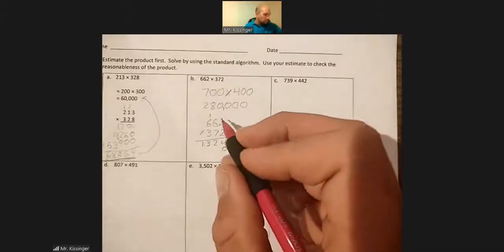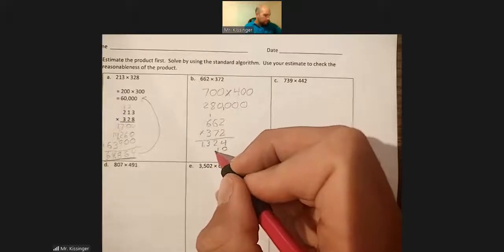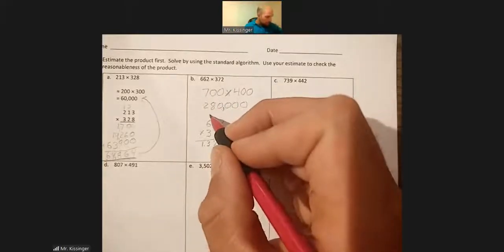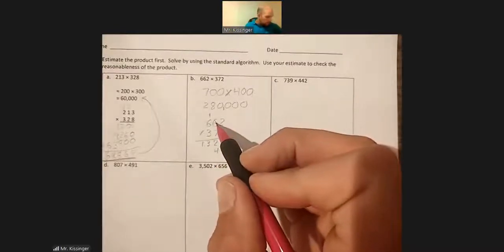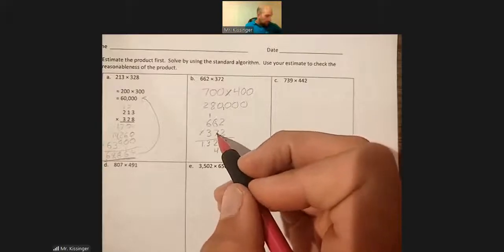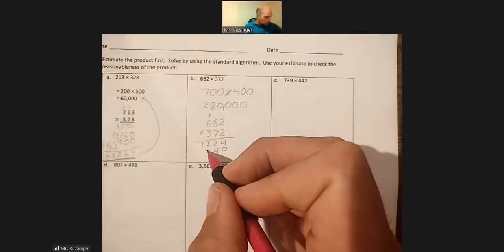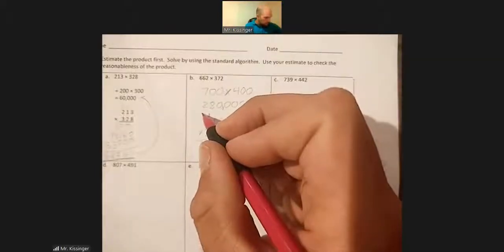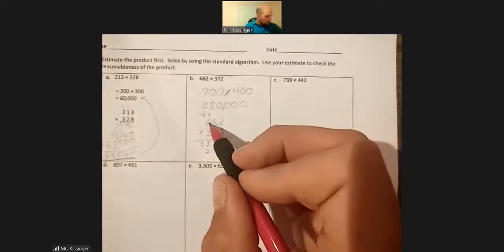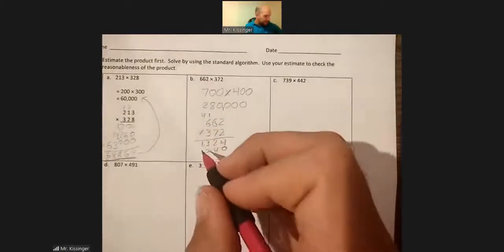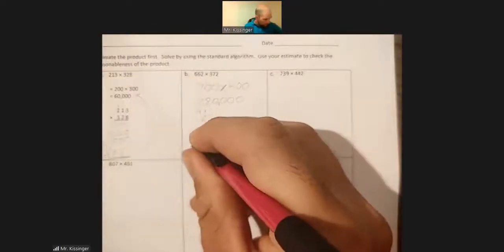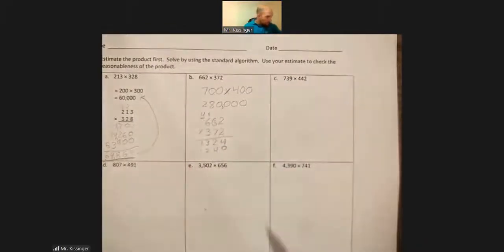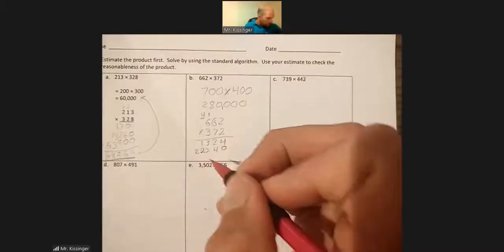So we have to add a 0. 2 times 7 is 14. Carry our 1. 6 times 7 is 42. 6 times 3 is 18, but we have to add our 4 up here. So we get 22. So our second row is 22,240.